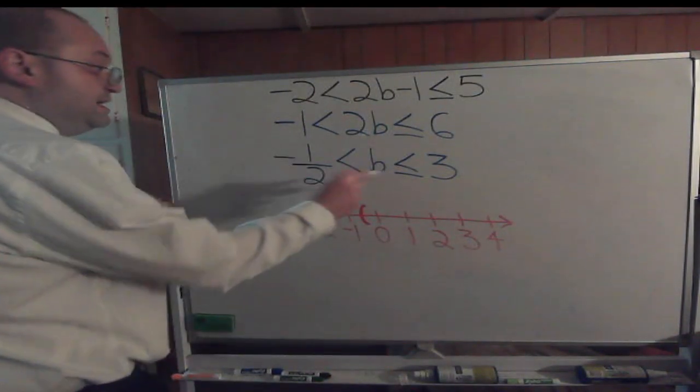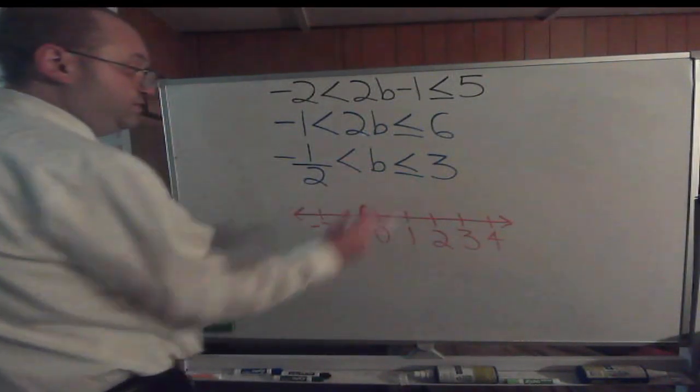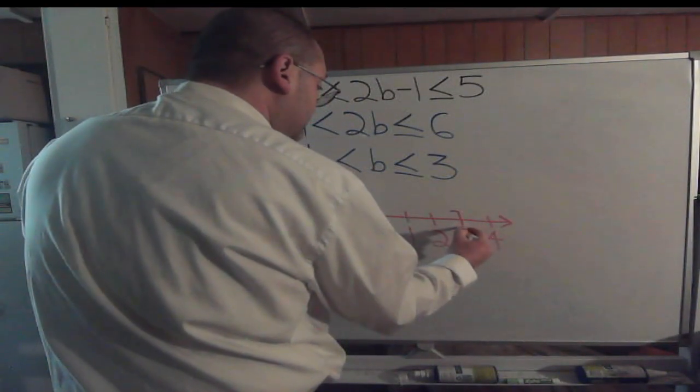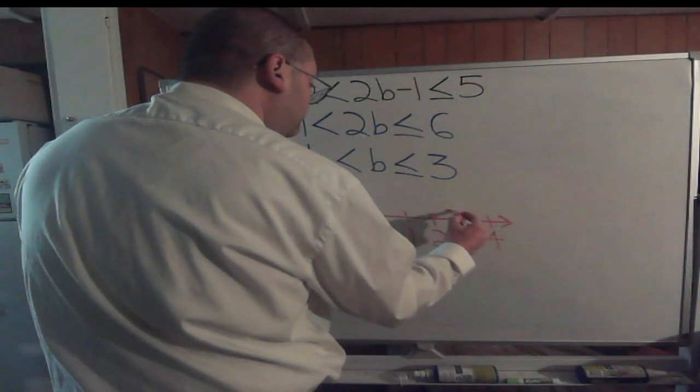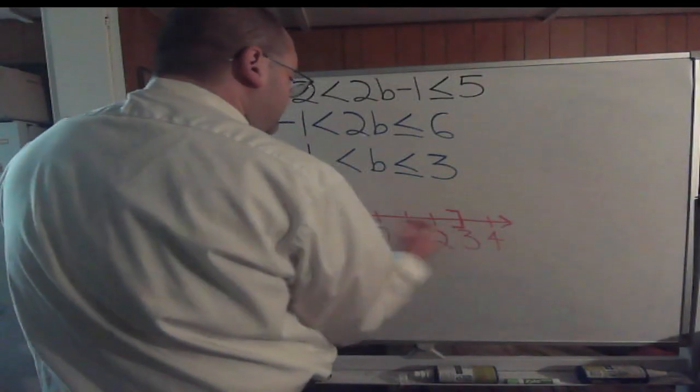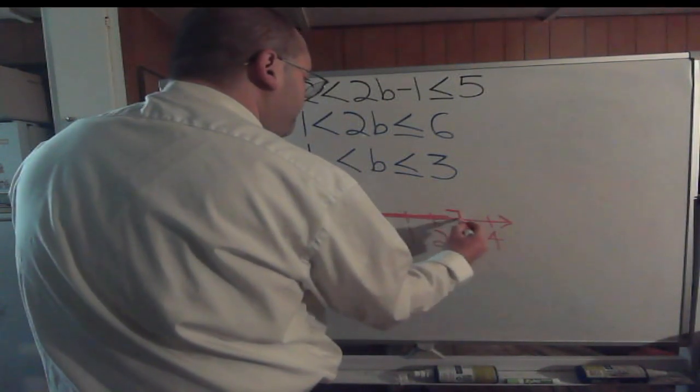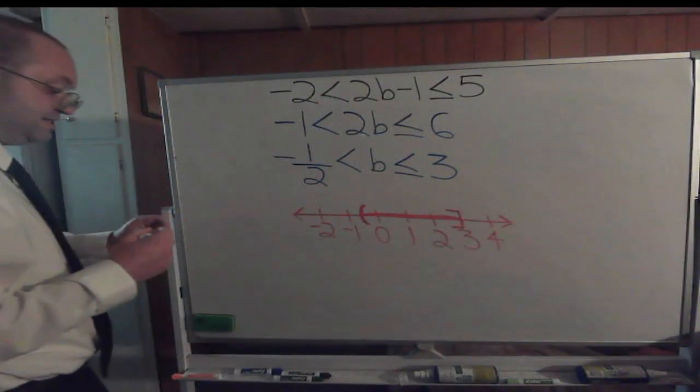And then since b is less than or equal to 3, I will put a bracket at 3 where the open part faces to the left. And then I'll just shade the entire region between. And that's how you would graph it.